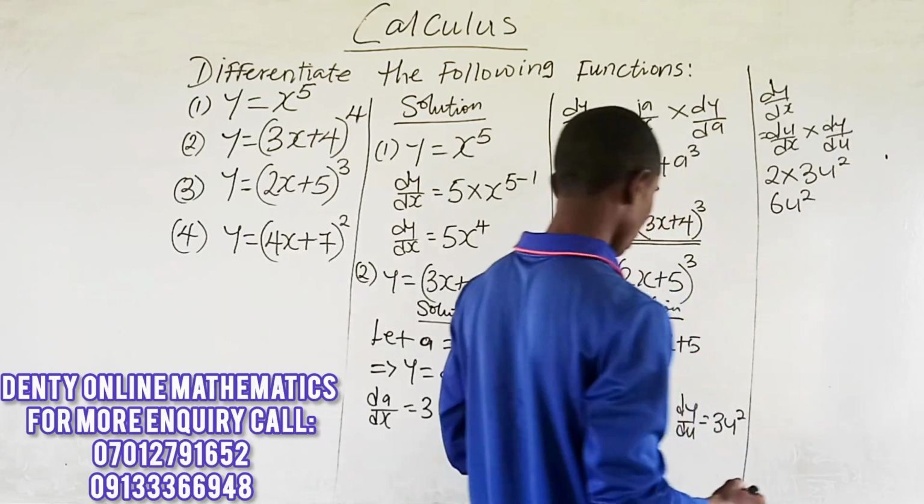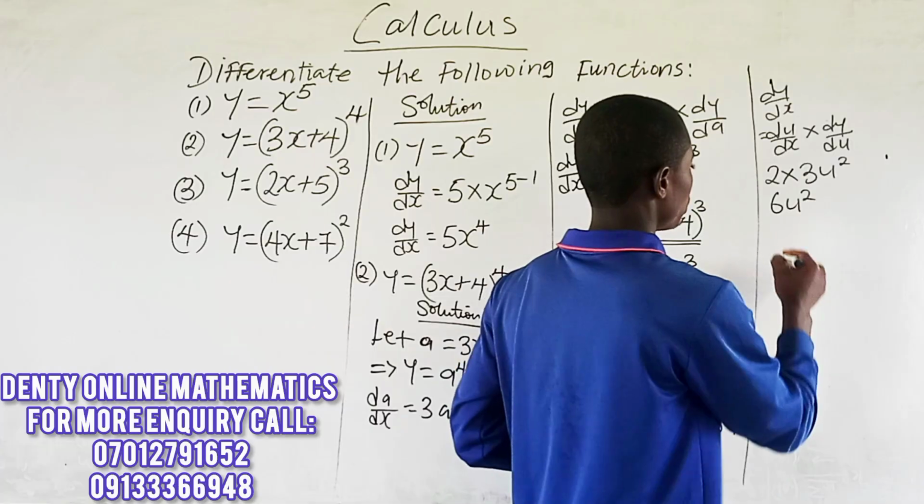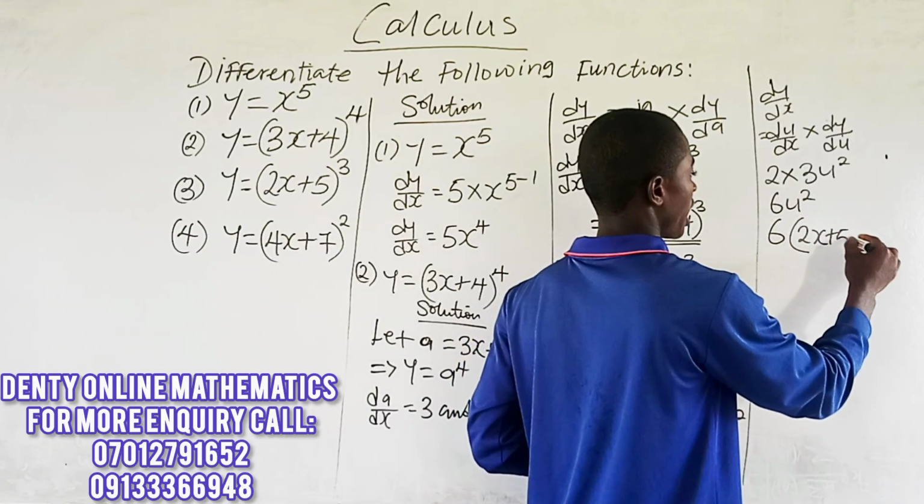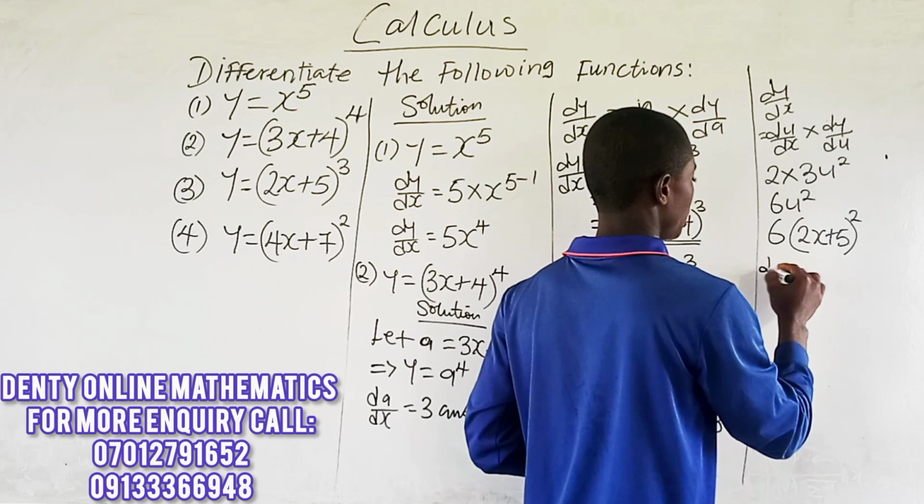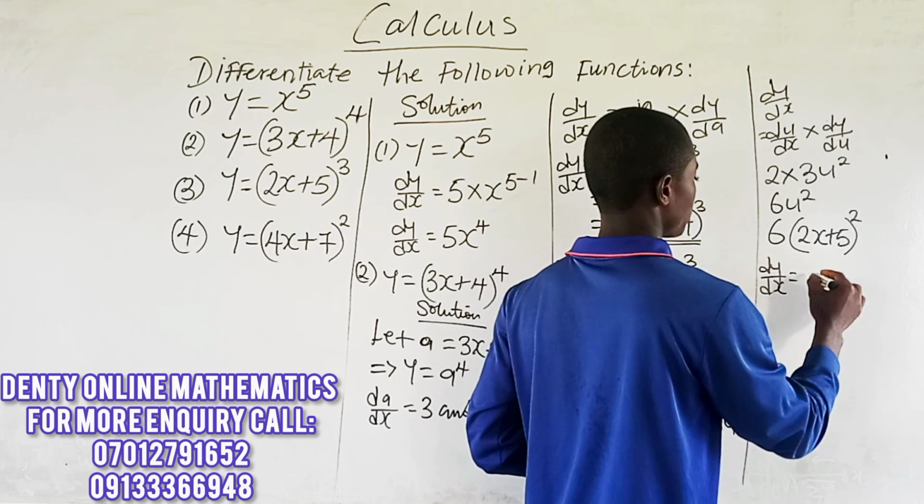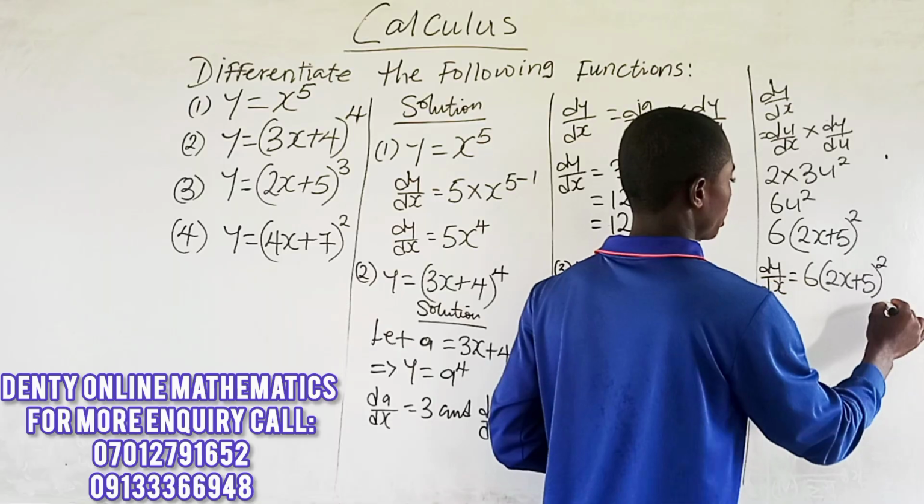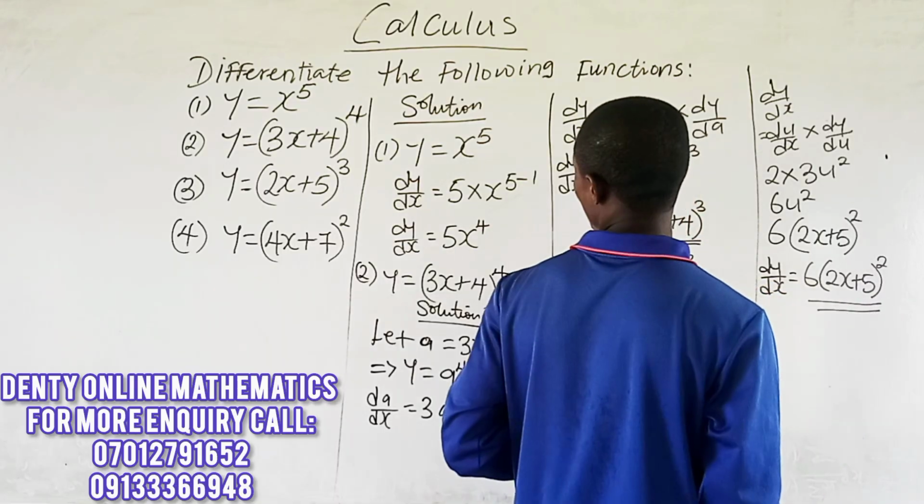Remember, we said u is equal to what? 2x plus 5. So this will give us 6 in place of u, 2x plus 5 all squared. So we can say our dy over dx is equal to 6 into 2x plus 5 all squared, and that's the derivative for the third one.